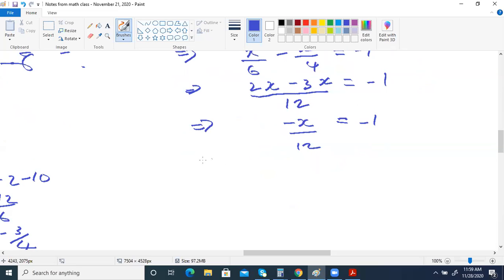So it's simplifying nicely. And then I can just multiply both sides by a negative 12, because a negative times a negative can give me a positive, right? Because I want a positive x. So I get the positive x, and then negative 1 times negative 12 is positive 12.